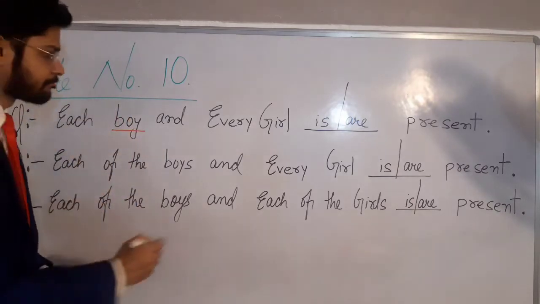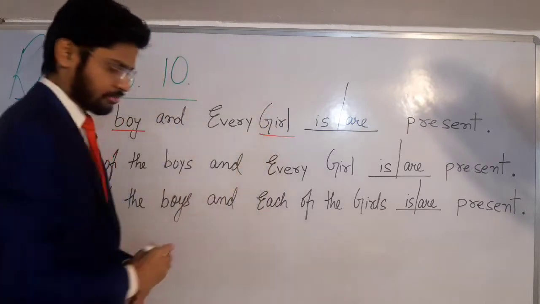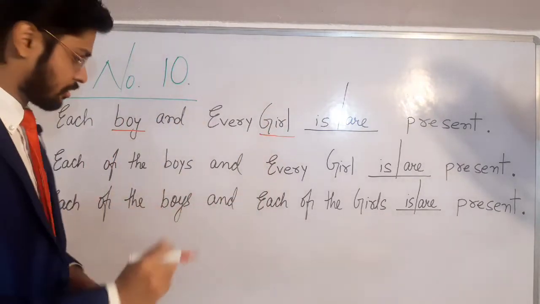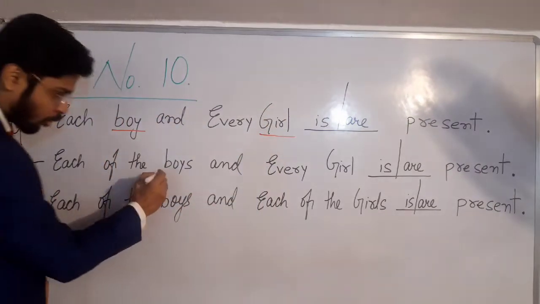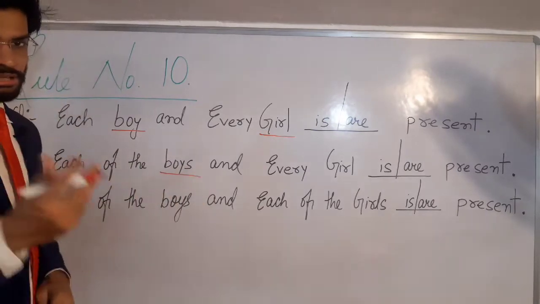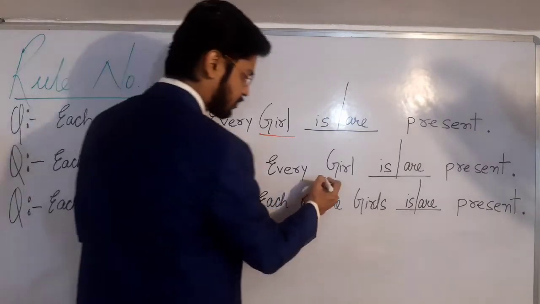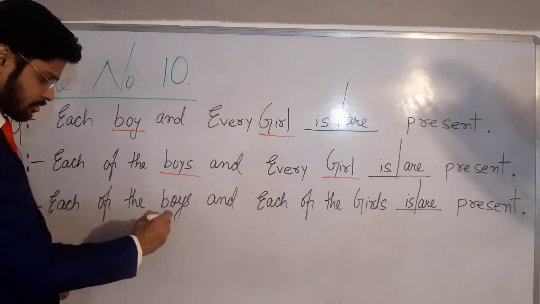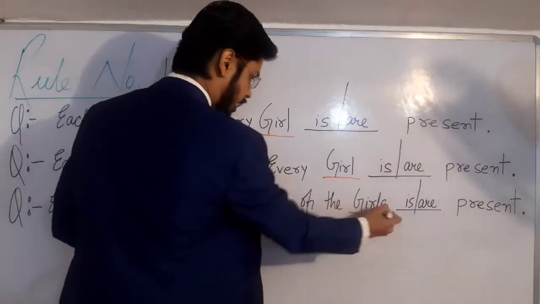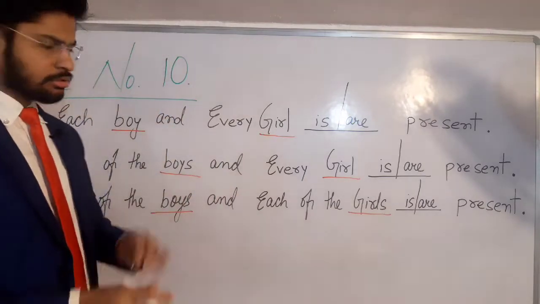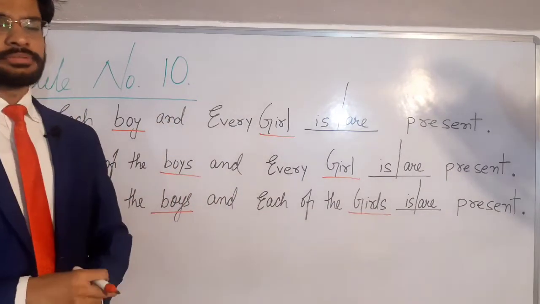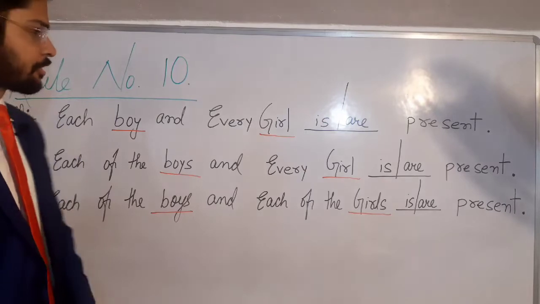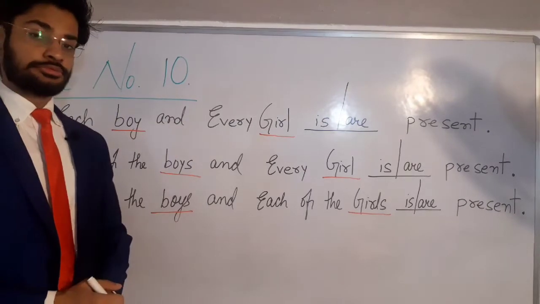Boy is singular, girl is singular. So both the nouns are singular. In question number 2, only one noun is plural but the other one is singular. And in the third question, both the nouns are plural. So these three types of questions can be framed from rule number 10, students.